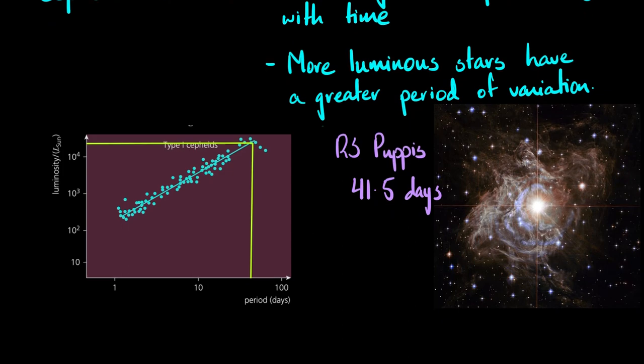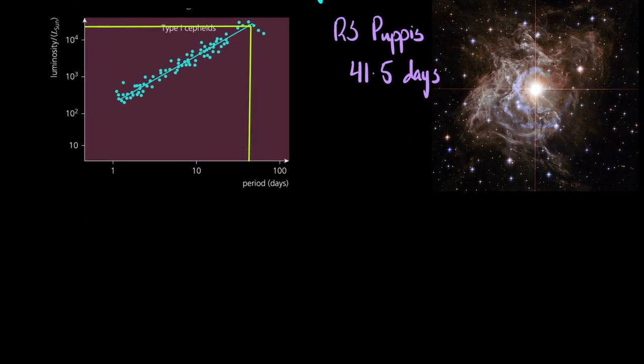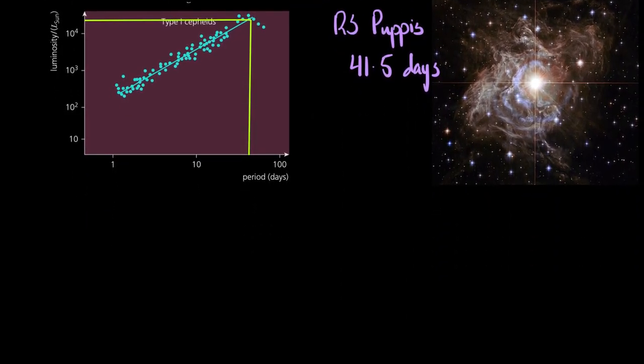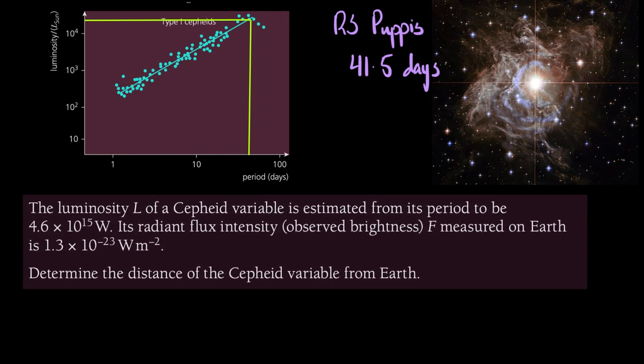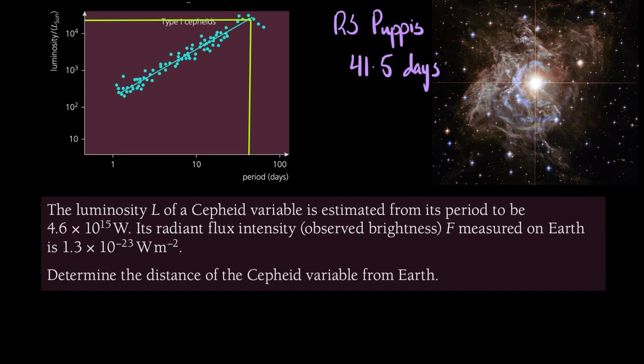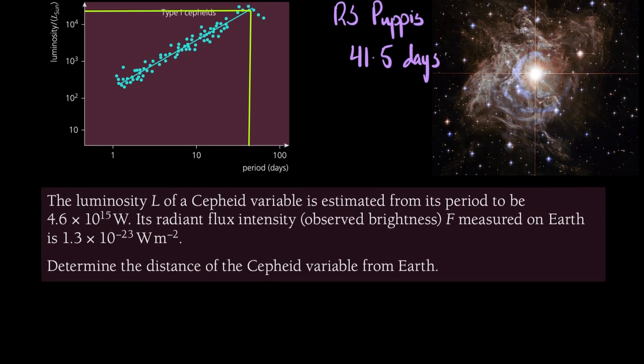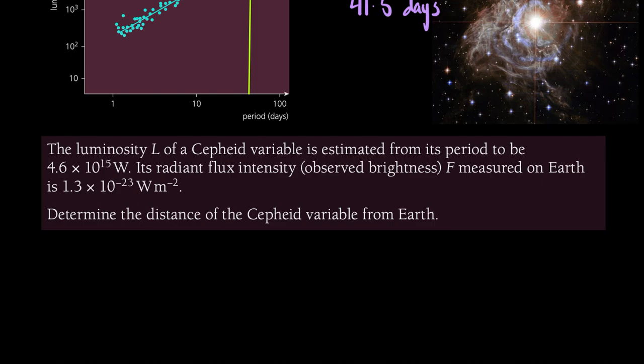Now let's have a look at one of the questions which goes over the same concept. What this question says is that the luminosity L of a Cepheid variable is estimated from its period to be 4.6 into 10 to the 15. This is exactly the type of question you would get in your exams. You are not required to know how you get the luminosity of a Cepheid variable from its period.